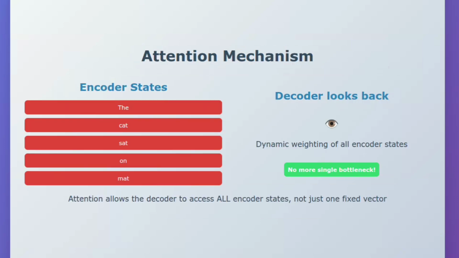This is where the revolutionary attention mechanism comes in. Instead of forcing the encoder to compress everything into one vector, attention allows the decoder to look back at different parts of the input sequence at each step of generating the output. It essentially weighs the importance of different parts of the input when generating each word of the output.